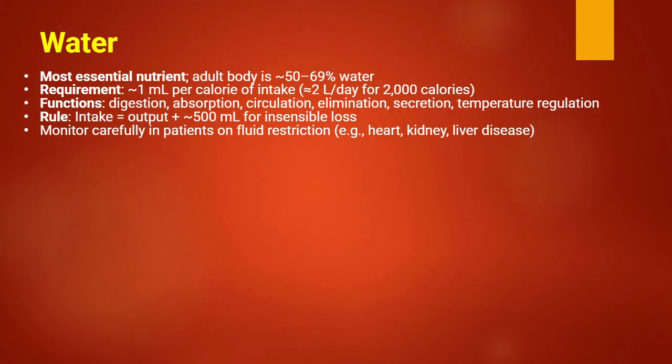Water is the most essential nutrient for life. While the body can survive weeks without food, it can only survive a few days without water. The adult human body is composed of approximately 50% to 69% water, with higher percentages in infants and lower percentages in older adults. This body water is distributed across intracellular fluid, extracellular fluid, and plasma, all of which are vital for maintaining homeostasis.